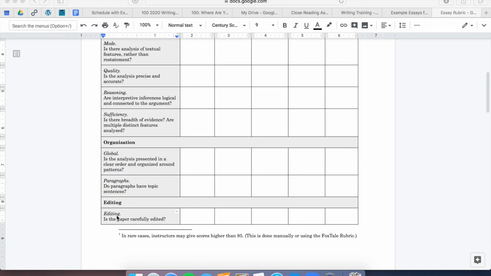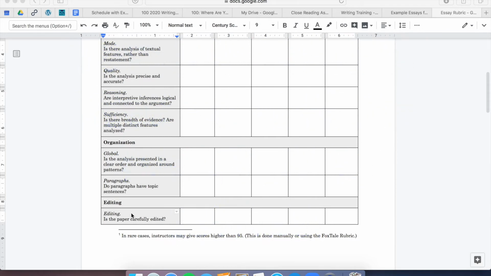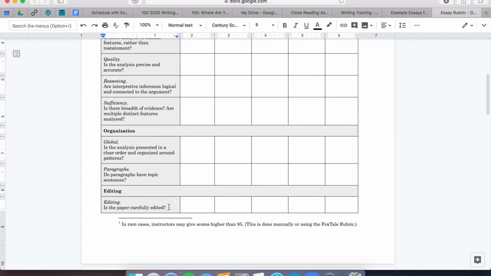And we phrase this category editing, not grammar. Today's writers in 2020 need to focus on editing disciplines and strategies much more than grammar and punctuation techniques, because most students are writing on software that catches almost all spelling errors and most grammatical errors. So we're asking students to turn in clean, proofread papers that don't have weird typos, that don't have the wrong word because it auto-corrected incorrectly, and so forth. These are things that can only be caught through proofreading. So this is a skill.